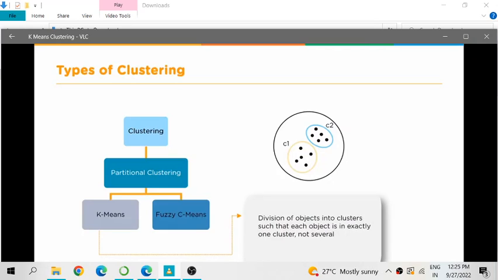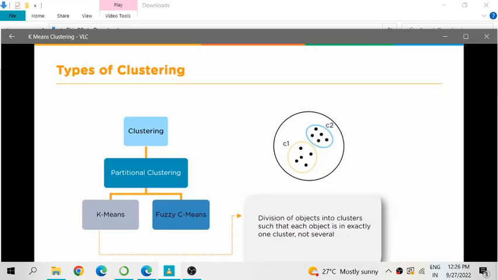And coming to the other part, that is partitional clustering. Partitional clustering, as the name itself suggests, is going to partition, to divide the clusters. How does it make the clusters? It has two types: one is k-means, the other one is fuzzy c-means.